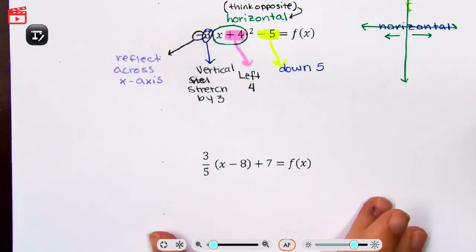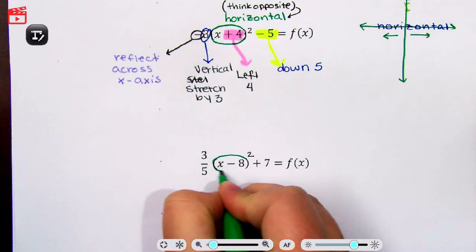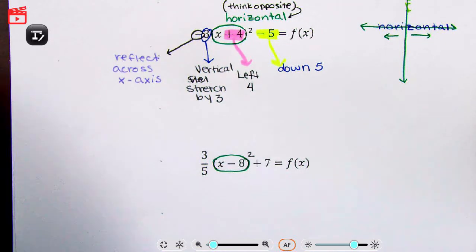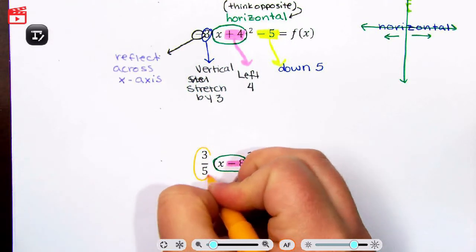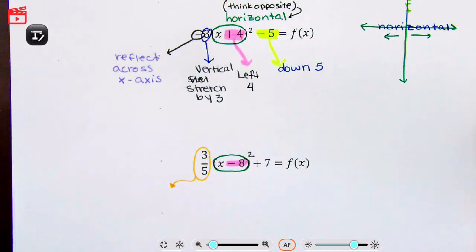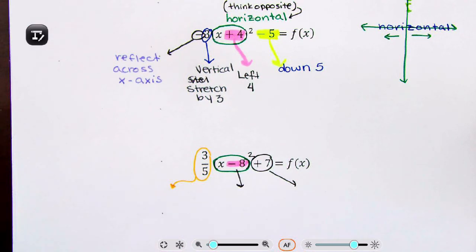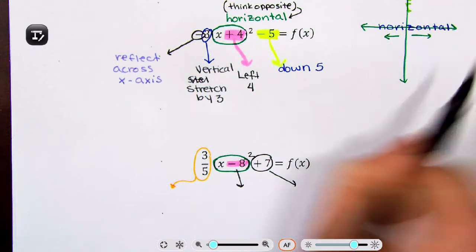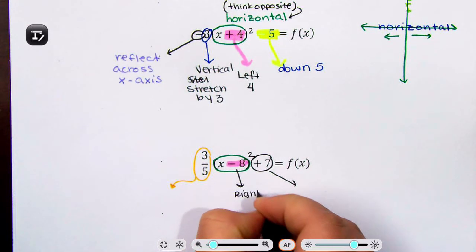Let's do it one more time. Again, circle every single piece. Oh, I forgot a squared here. This should be squared because that is what our parent looks like. This is our inside, so we're thinking opposite. We have a -8 inside, a positive 3/5 here, and a +7 here. So we have 3 things happening. Working inside, we're thinking opposite. This is a -8. We are not going to the negatives. That means we're going to the right because we're thinking opposite. So this is right 8.